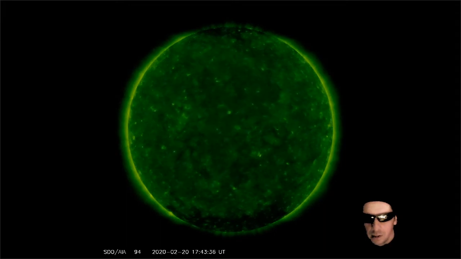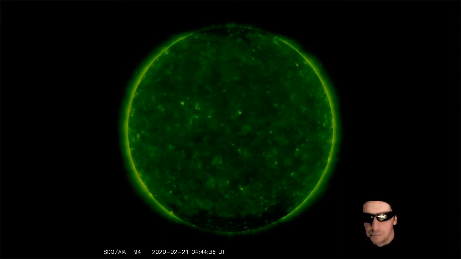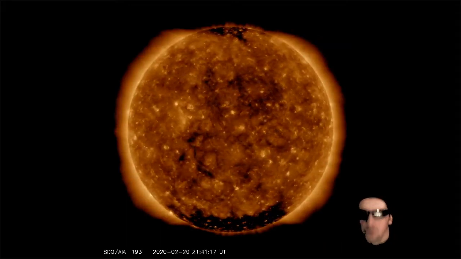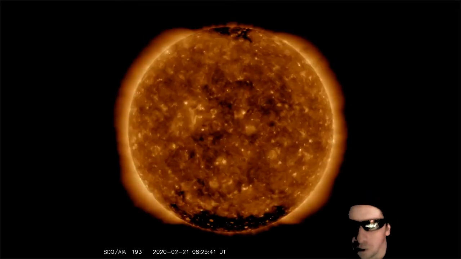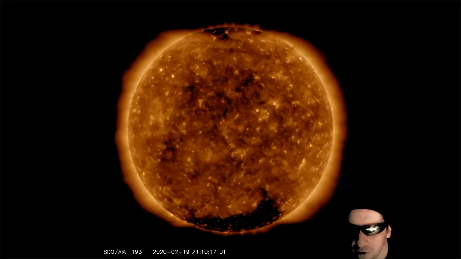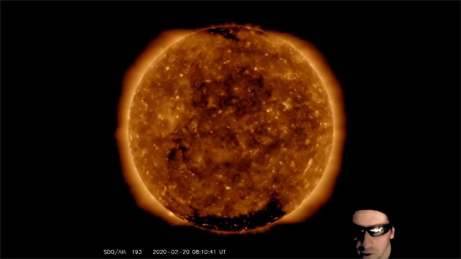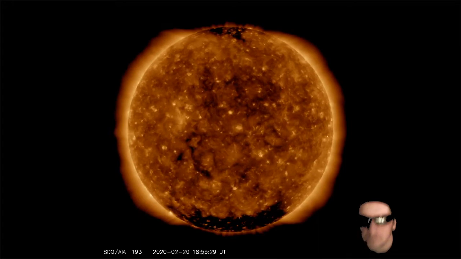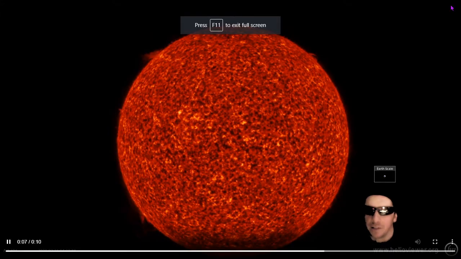And let's take a look at some more information, like 193 angstroms. This view will show you a large South Pole-oriented coronal hole and a few fleeting diffuse coronal hole areas around the equator. Again, pretty low levels of activity.